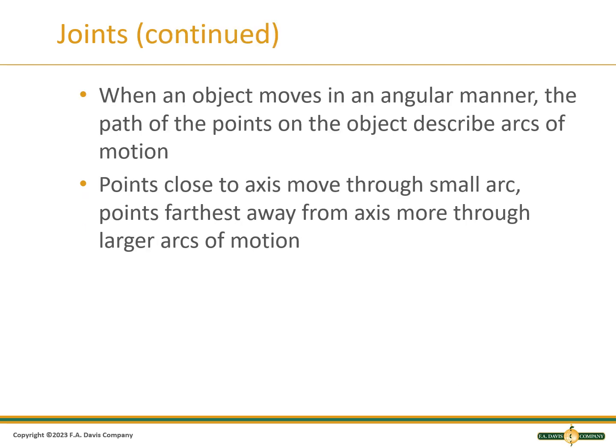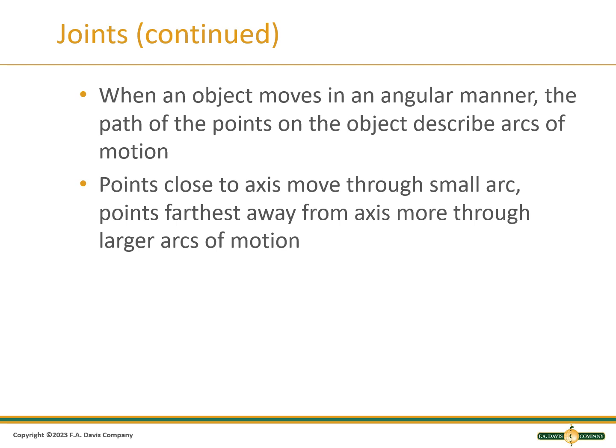When an object moves in an angular manner, the path of the points on the object describe the arc of the motion. We can understand this a little bit clearer by looking at the arc of motion for the upper extremity. If I put my finger on my biceps and I follow that arc as I raise my arm up overhead, that arc is going to be smaller than if I put my finger on my wrist and I follow that arc as I move my upper extremity overhead. So the closer to the point of rotation, the less motion we have. The farther from the point of rotation, the more motion we have.